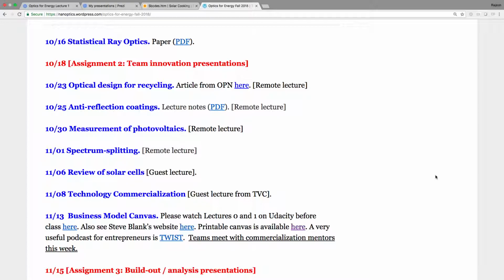Then November 8th, we'll have a lecture on technology commercialization. This will be a guest lecture from the TVC, which is the Technology and Venture Commercialization Office at the University of Utah, which, if you're not aware of it, is a fantastic resource that's available to all of you. So we'll have that. And we will also have some mentors from the TVC assigned to each team. They're going to give you some guidance as you build your commercialization plan.